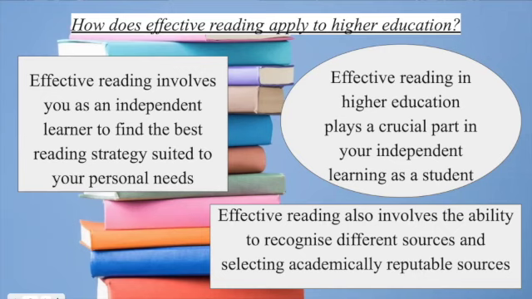Effective reading involves you as an independent learner to find the best reading strategy suited to your personal needs. Effective reading also involves the ability to recognize different sources and select academically reputable sources. Effective and critical reading is an essential skill required for you as a student in higher education to succeed academically. Reading purposes remarkably influence personal reading outcomes, such as the amount of recall and memory of comprehension.